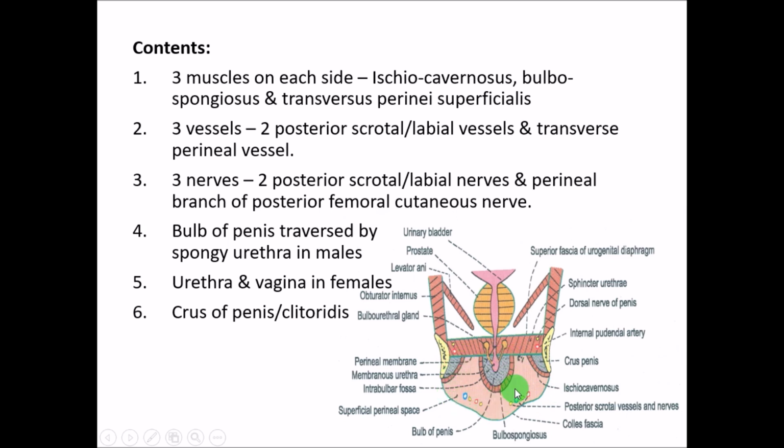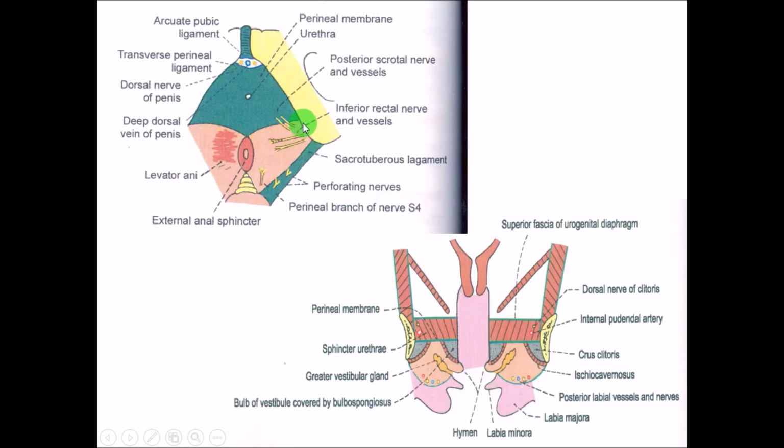This is the superficial perineal pouch, bounded superficially by Colles' fascia, and deeply by the perineal membrane. There are three muscles we have seen, three vessels, as well as three nerves. All of these will be present within this superficial perineal pouch, along with the bulb of the penis. You can also see the scrotal vessels in this picture. This is the perineal membrane shown in the male, and this is the urethral opening, and here you can see the posterior scrotal nerves and vessels.